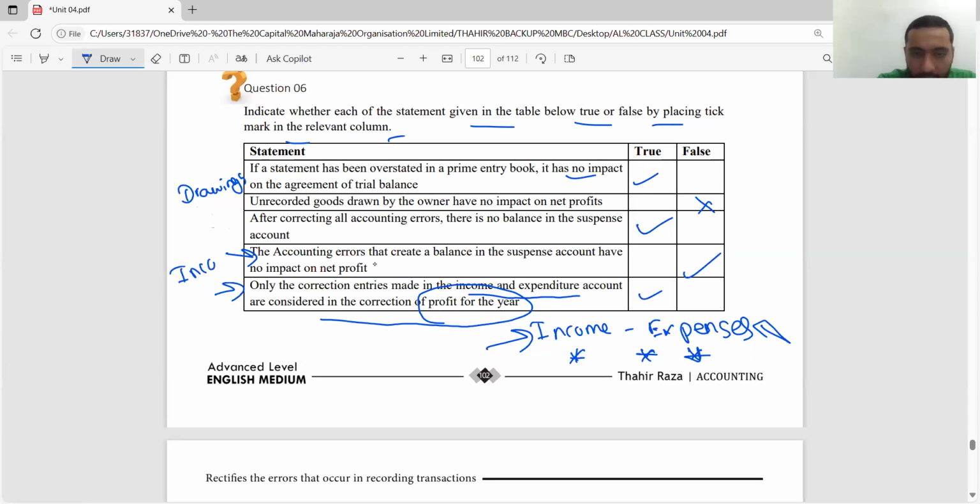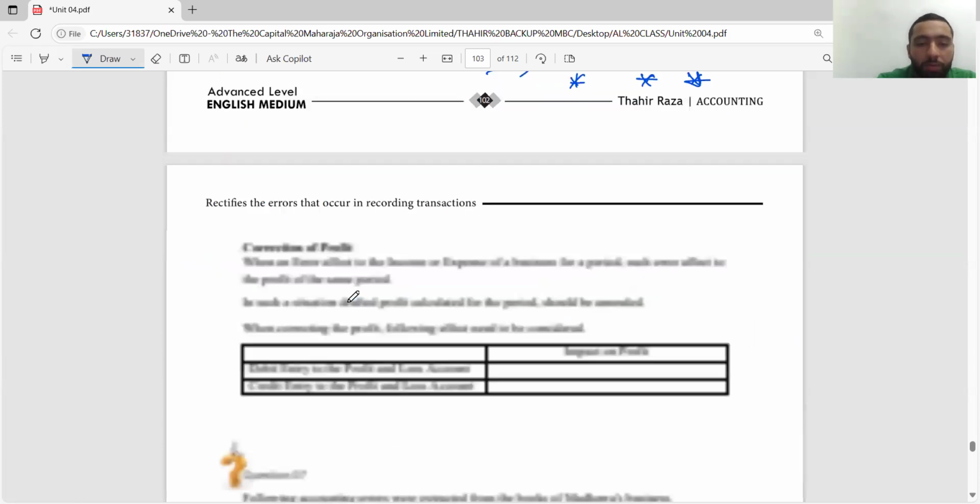Accounting errors that create a balance in the suspense account. If you have a balance in the suspense account, it means you have made an error somewhere in the trial balance, and this can impact your net profit. If your trial balance is wrong, there is a chance that your net profit will be adjusted. But they are saying the other way, that your net profit is okay. No, that is wrong. Is everything okay? Do you want more explanation? Okay, let's move on.